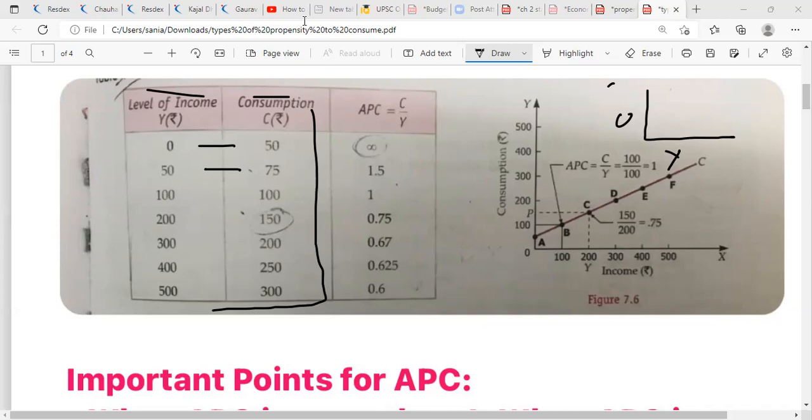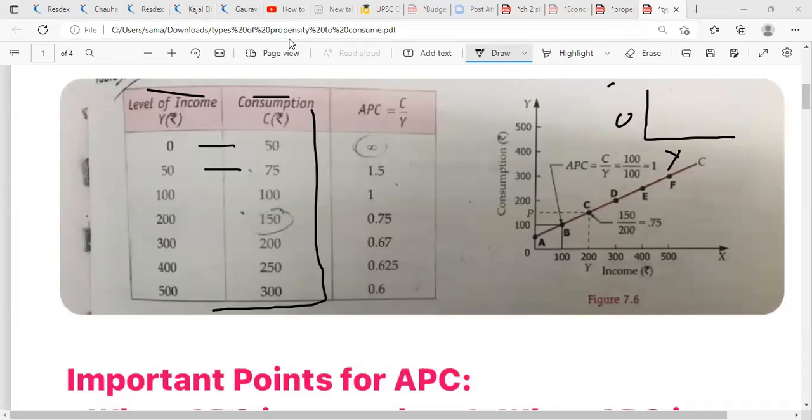Ma'am, with drawing this graph, do we have to do 150 by 200 equal to 0.75? No, no need to draw this. Just simply draw the graph and just write C and the APC point. That's it. Okay, ma'am, done.